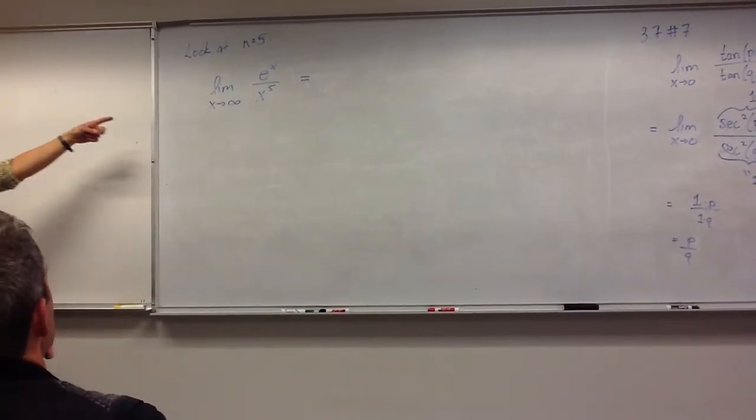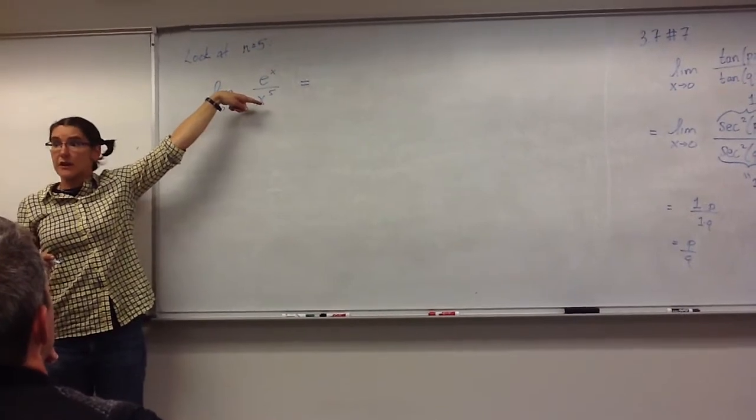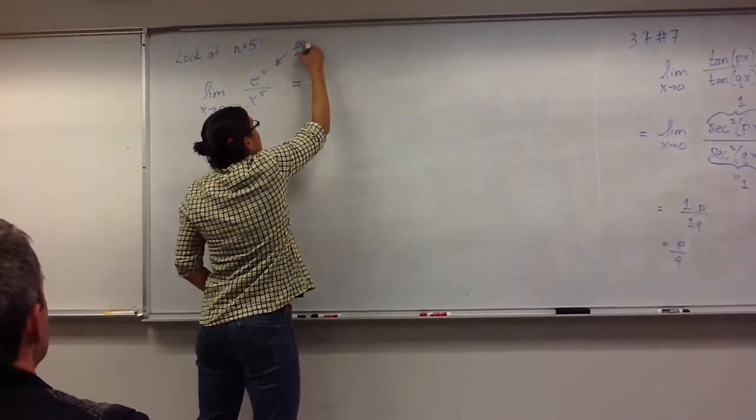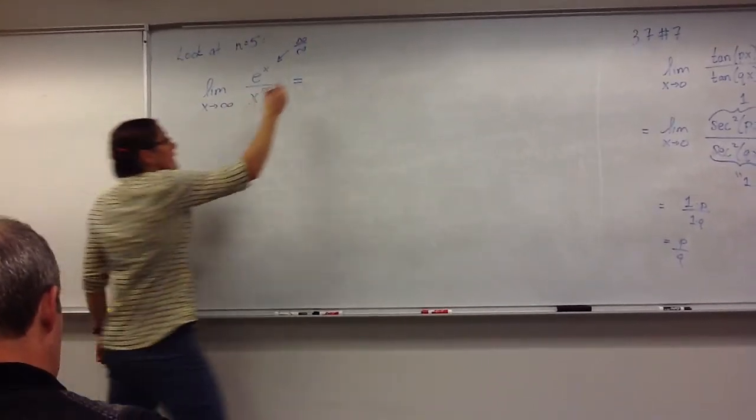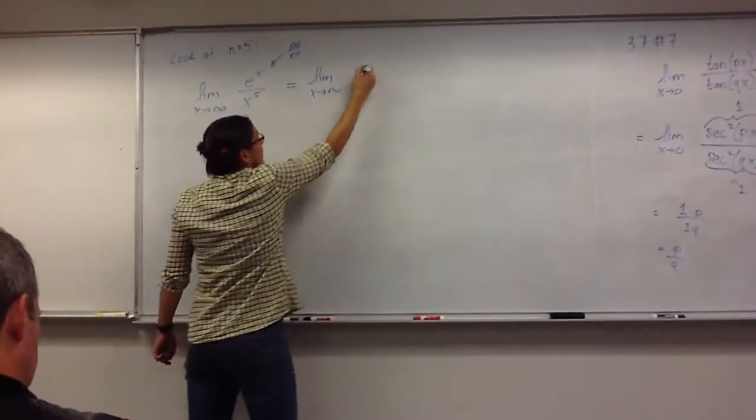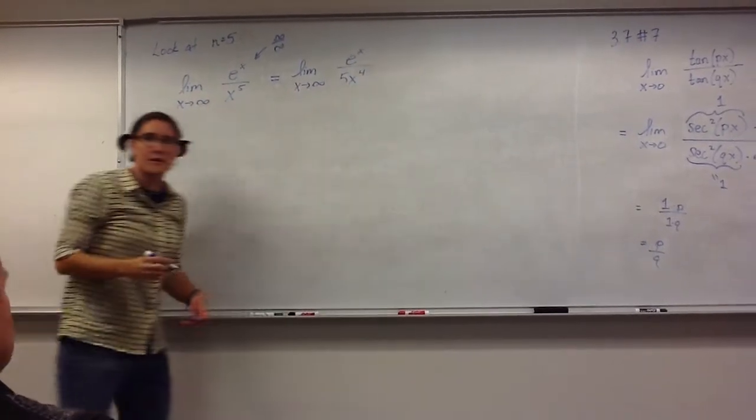All right, so I look at this, and as x gets really big, our numerator is getting big, and our denominator is also getting really big. So this fraction is of the form infinity over infinity, so we can use L'Hopital. So we'll take our derivative, and our numerator stays exactly the same, and our denominator is 5x to the 4th.